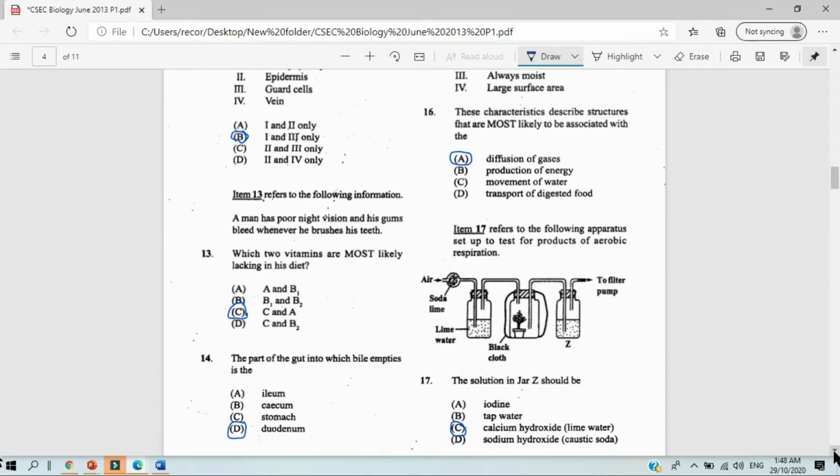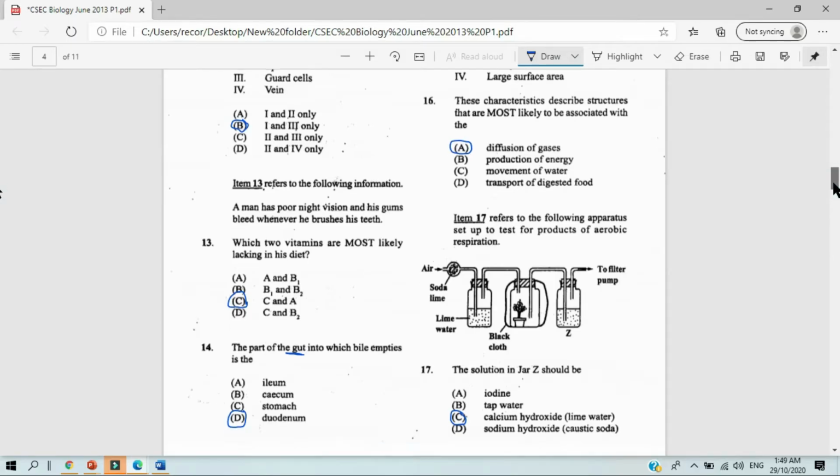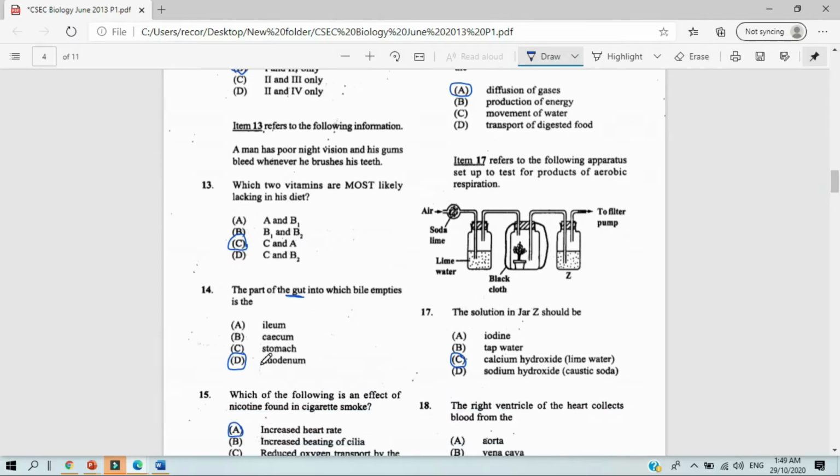Alright? And number 14, the part of the gut into which bile empties is the... remember, the gut is just another name for the alimentary canal. Alright, and they say that it starts from the buccal cavity to the anus, or from the mouth to the anus. Alright, so that area is called the duodenum. The duodenum, and you'll see this in a diagram of the digestive system. So your answer here is D, the duodenum. Question number 15.